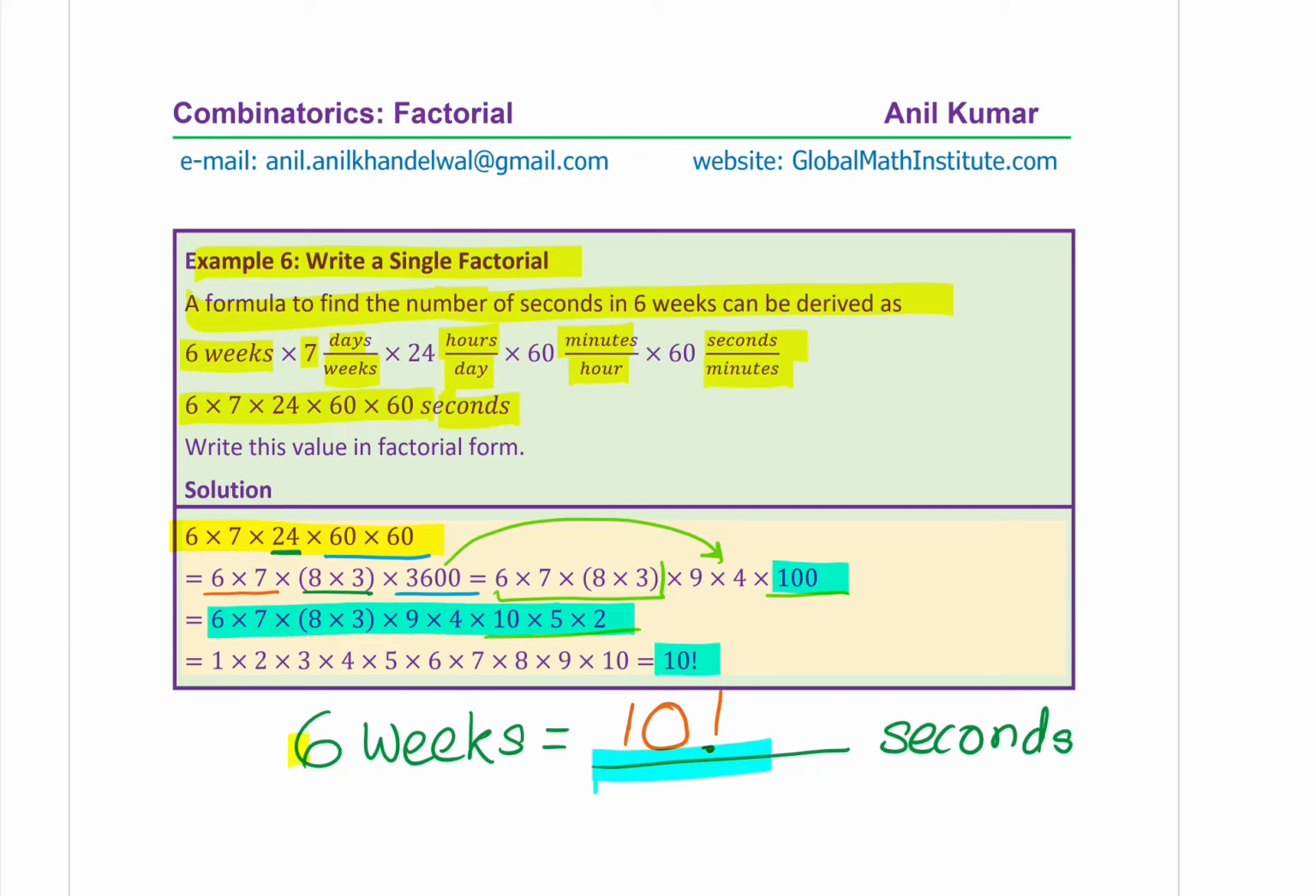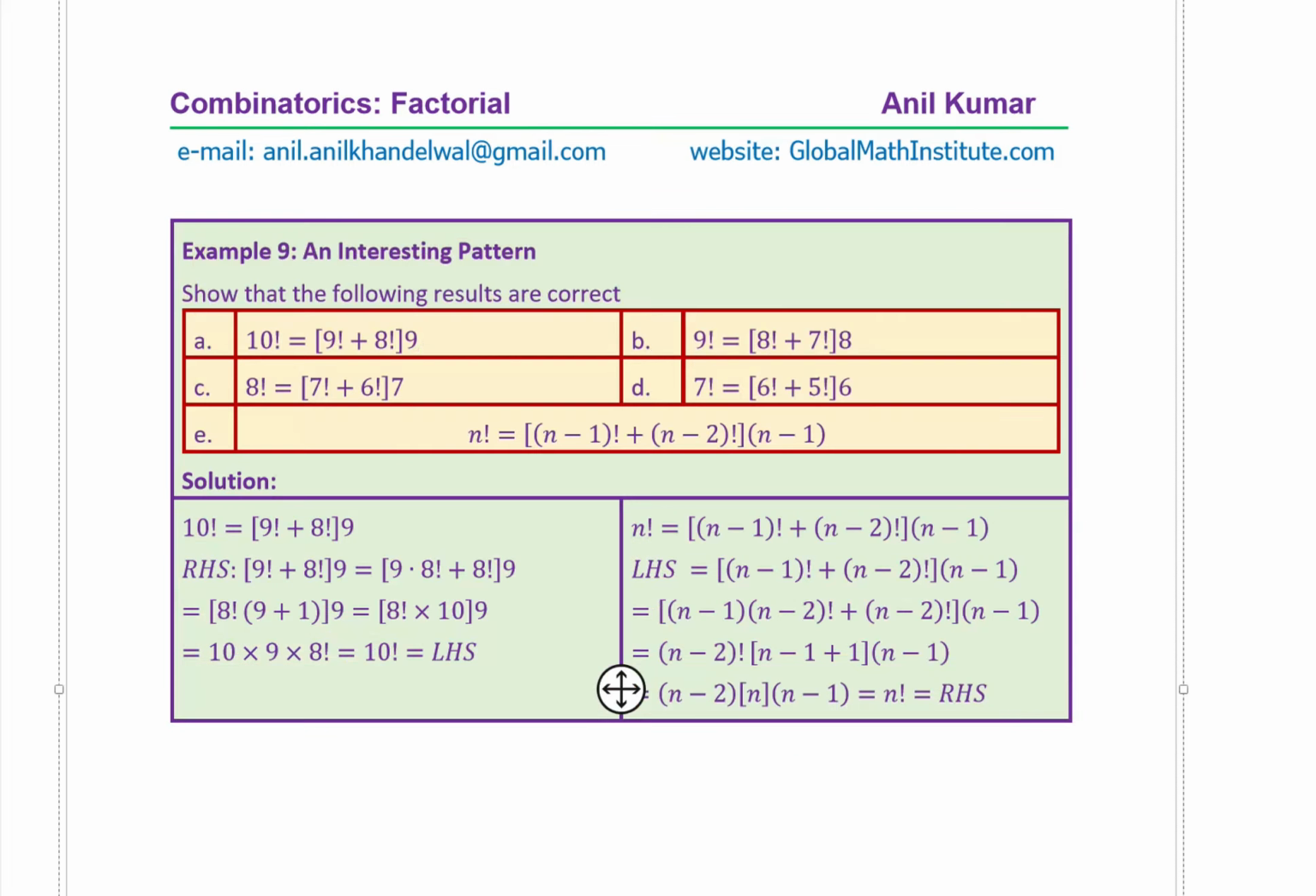6 weeks has 10 factorial seconds. Do you see that? That's the beauty, right? So you can figure out many more terms and write them in factorial notation. Okay, now let's look into the next one. Here is again a very beautiful example. Here is a very interesting pattern to talk about where we'll show that the following results are correct.